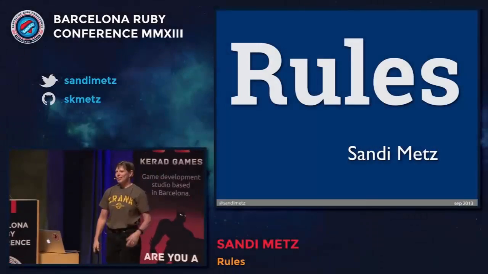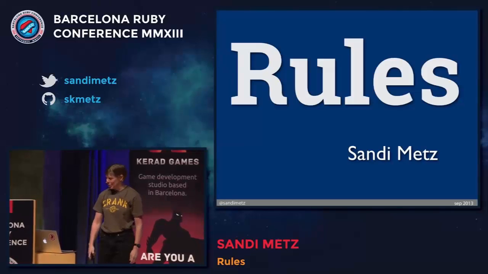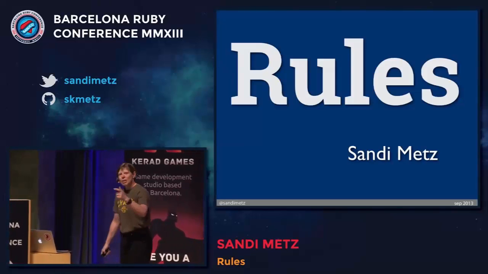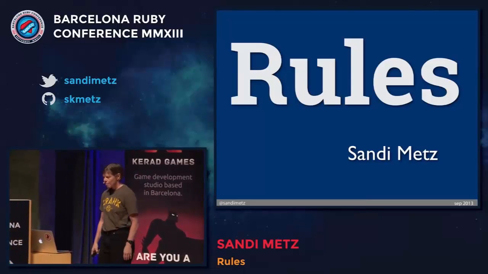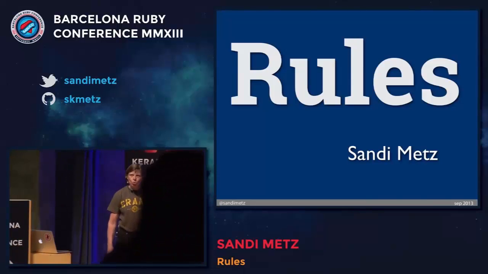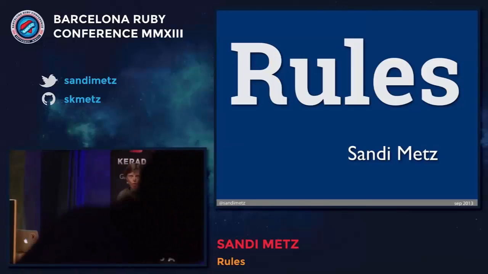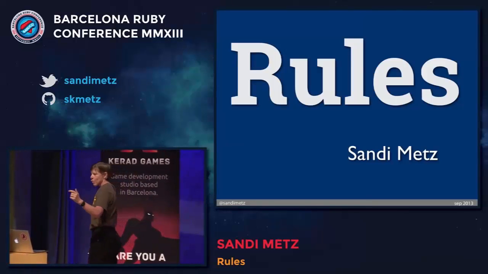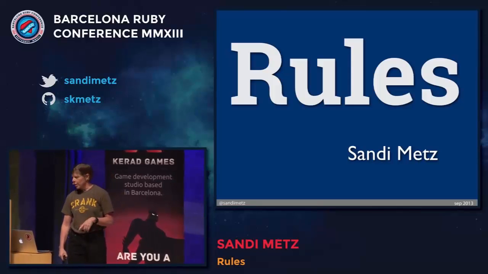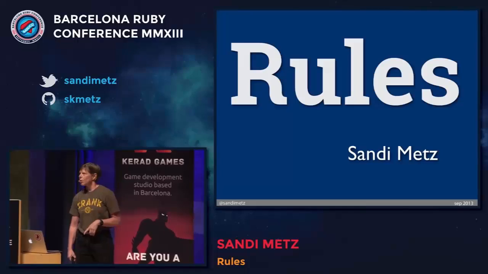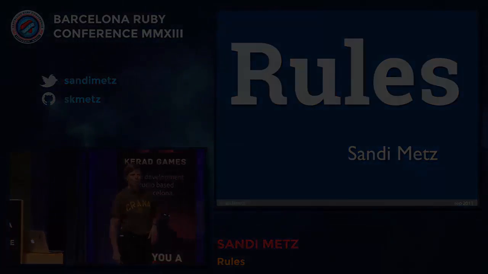So, rules. What a great title for a talk, right? We love rules. In this talk, I'm going to give you 5 rules about how to write object-oriented code. Following these rules will improve your code. The rules are important, so you should always follow them. And they're completely arbitrary, so it's perfectly okay to break them.